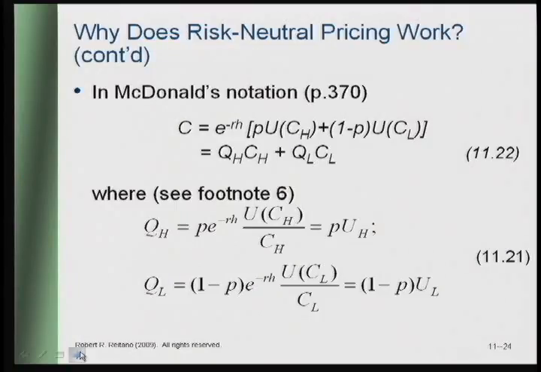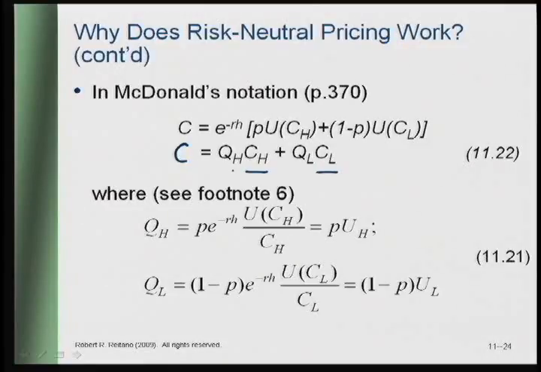So now in McDonald's, the notation is a little bit different than what I'm using, but I want to make the connection. In McDonald's notation on page 370, he has the formula that C, the price of the security, is equal to, you'll notice the CH and the CL. And then you have QH and QL. QH and QL are, in fact, the prices of $1 investments that are only paid in the high state, that's QH, or the low state, that's QL.